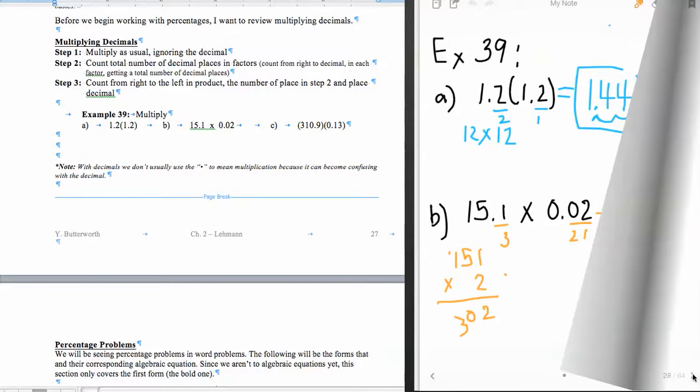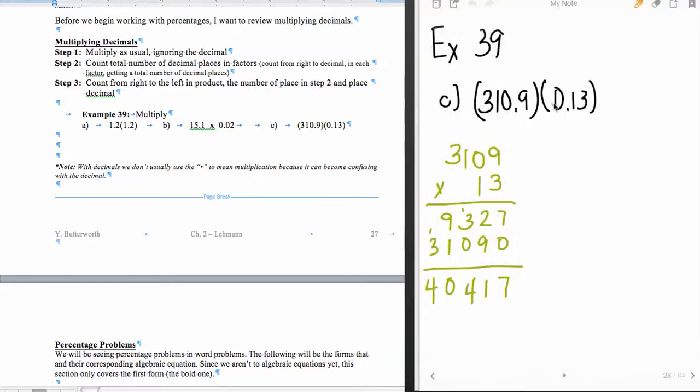The next one we have 310.9 times 0.13, so I'm going to ignore the decimals, multiply 3,109 times 13. You see the answer down here. And then the next thing I'm going to do is count up the total number of decimals. We have 1, we have 2, and we have 3 total decimals. Put that in from the right, counting toward the left, and we see that our final answer is 40.417. Or if we read that correctly, that is 40 and 417 thousandths.